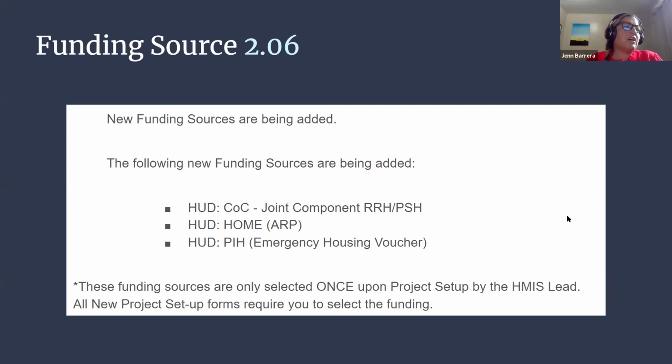The 3 new funding sources are all HUD. One is COC, the Joint Component Rapid Rehousing, or RRH, / Permanent Supportive Housing, or PSH. The second is HUD Home ARP. This is different than just plain old home. This is the recovery home funding. None of those awards have been made to date. These are all coming soon, but this will be an option. So if you're an agency who in the future is awarded a HUD Home ARP award, this is what you would check off on the Google form for a new project setup.